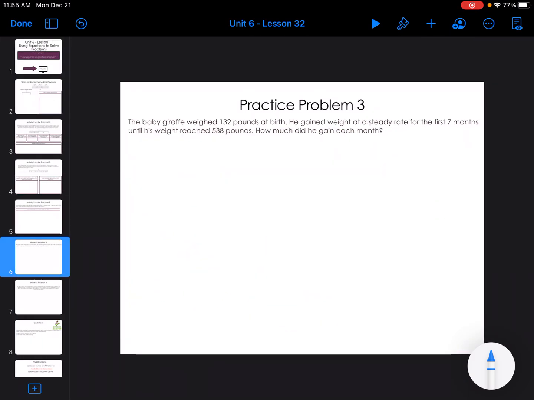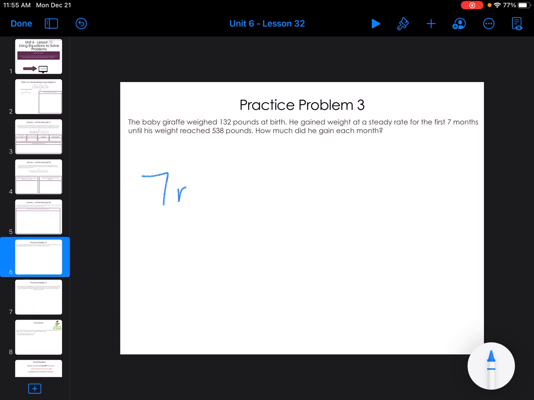All right. A baby giraffe weighed 132 pounds at birth and gained weight at a steady rate for the first 7 months. So a steady rate means that it doesn't go up or go down. It's going to gain the same number of pounds, which is not realistic, but whatever. Until its weight reached 538 pounds. Holy crap. That's a heavy giraffe. How much did he gain each month?